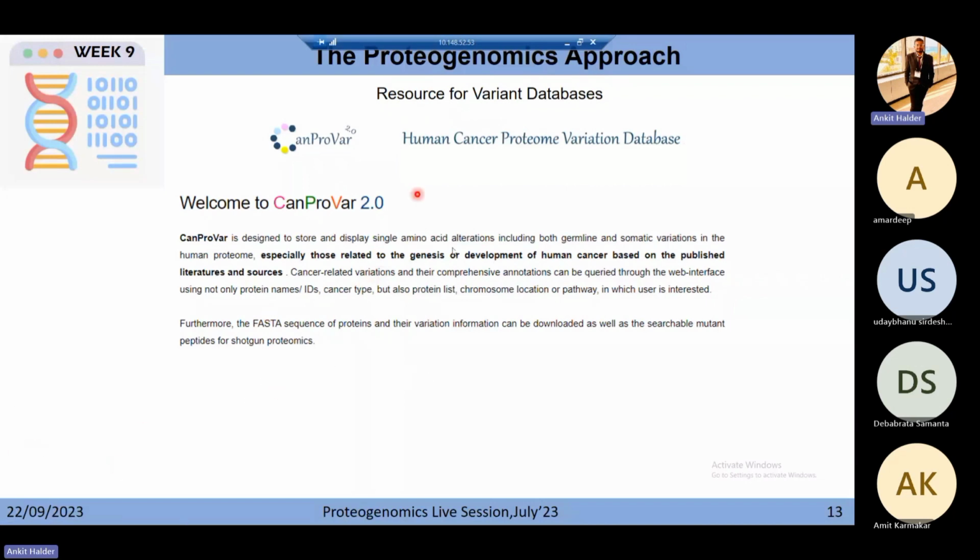Especially those related to the genesis or development of human cancer, based on your published literature and sources. So what this resource does is take the information and resources, based on the literature and sources, and then map it and keep it so that you can easily access it. We will see how we can visualize those.